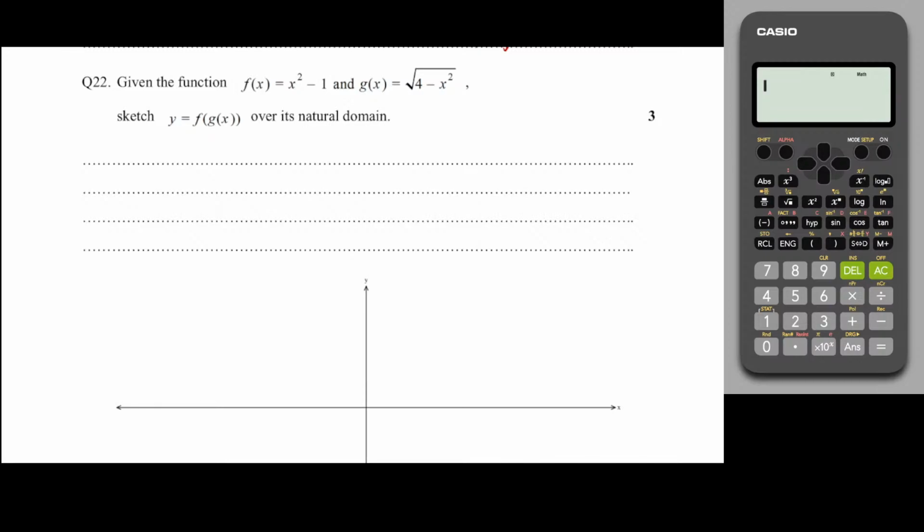The way I like to think of this is, if f of x is equal to x squared minus 1, and we did one of these last night, I'm pretty sure, or the night before, then f of g of x is the same as f of the square root of 4 minus x squared. Every time we see an x in the original f of x, we replace it with the square root of 4 minus x squared, so this is the square root of 4 minus x squared, all squared, minus 1.